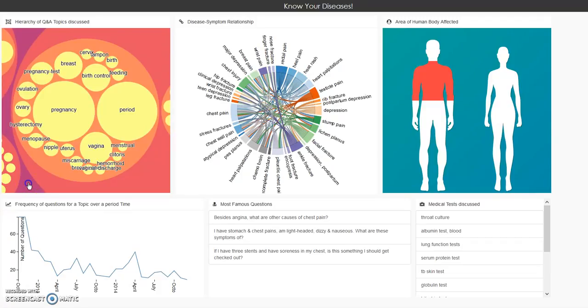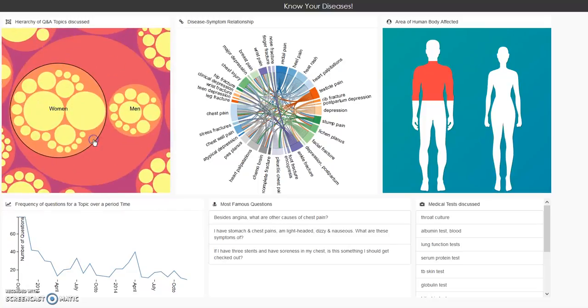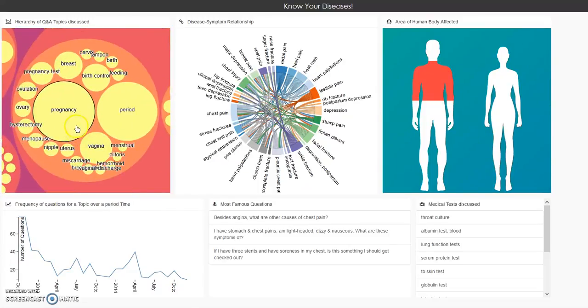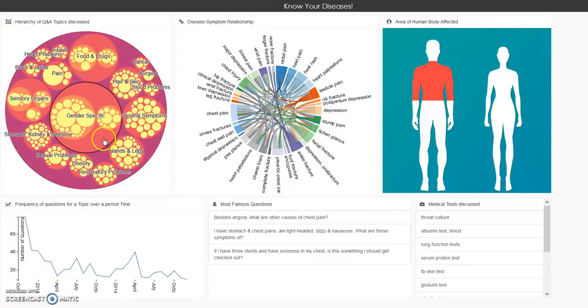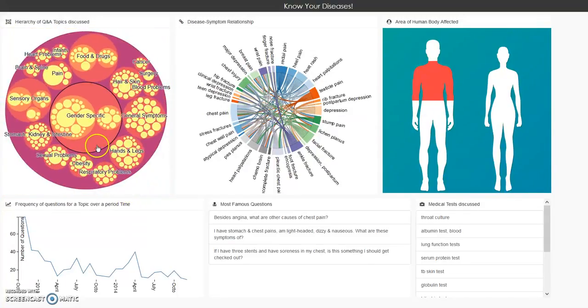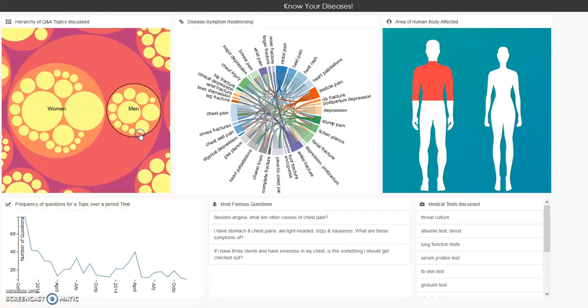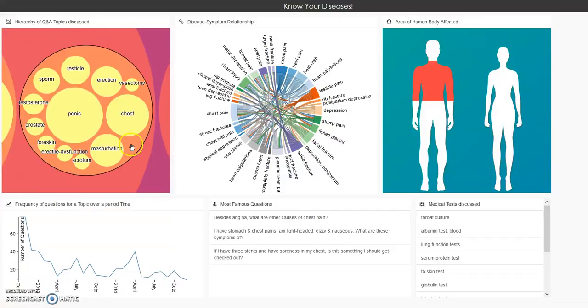This hierarchical structure makes it easier to navigate from top to bottom very easily. The set of bubbles gives the user a good overview of the topics that are discussed on the forum. Let's say in this case we zoomed in to the gender specific bubble, and then we can select the men bubble. And then in there we see a list of leaf topics that are the main topics that are discussed on the forum.